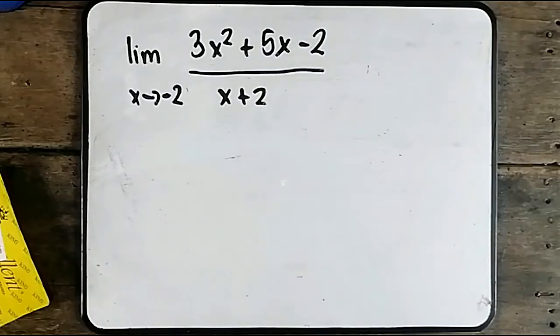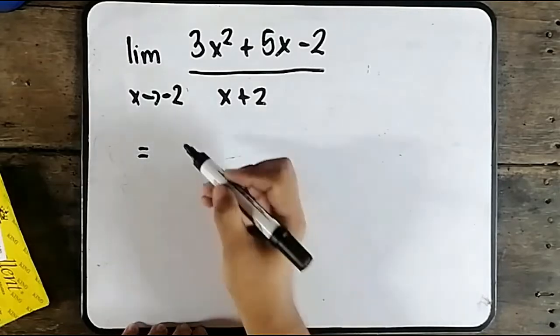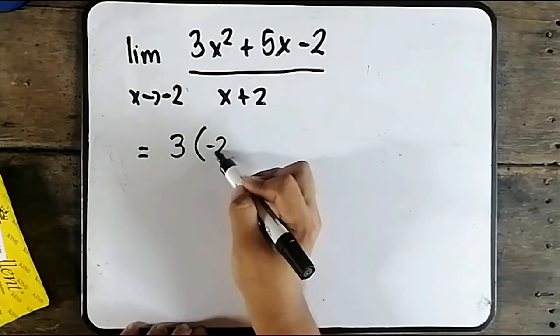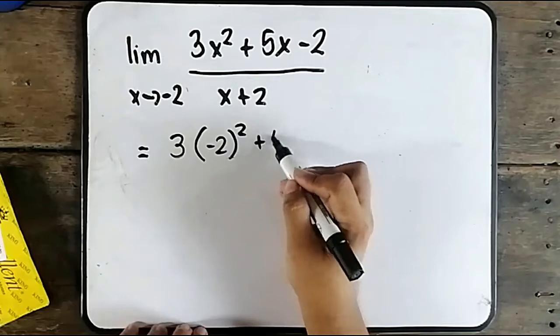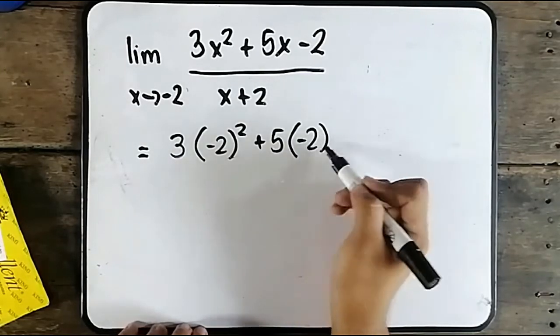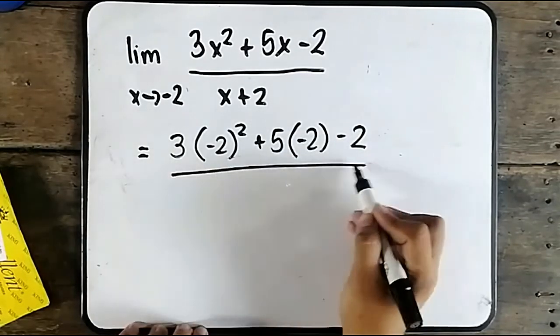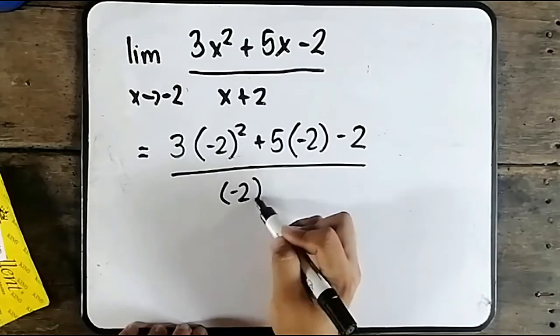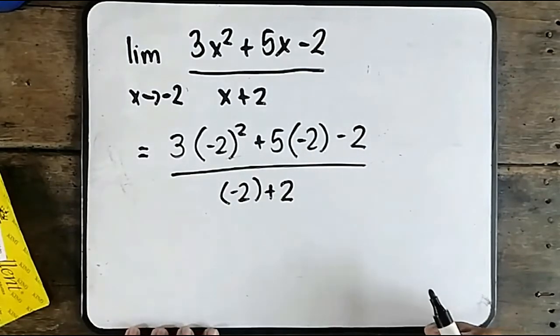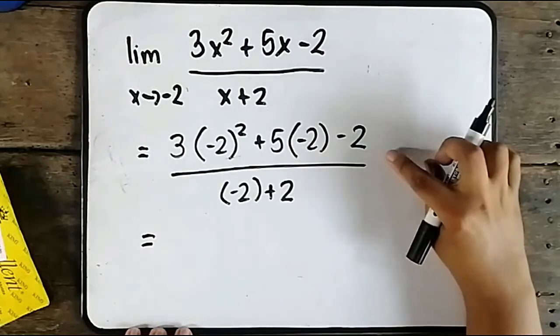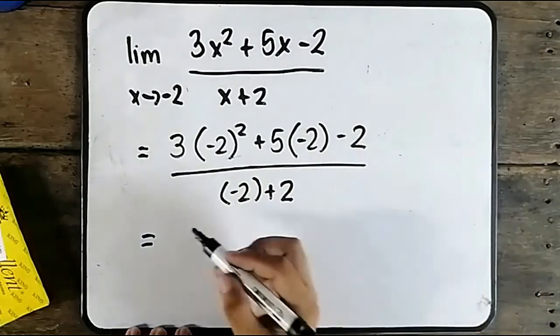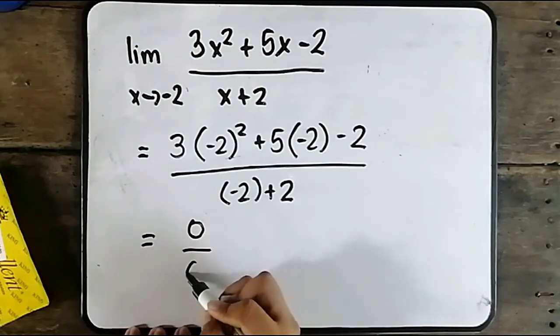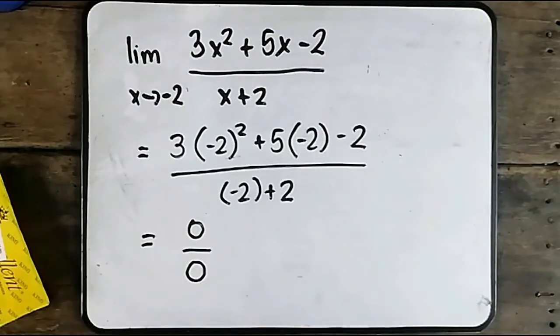So let's consider the limit of this function, 3x squared plus 5x minus 2 over x plus 2 as x approaches negative 2. By direct substitution, we have 3 times negative 2 squared plus 5 times negative 2 minus 2 all over negative 2 plus 2. Observe that our numerator becomes 0 and our denominator becomes 0.